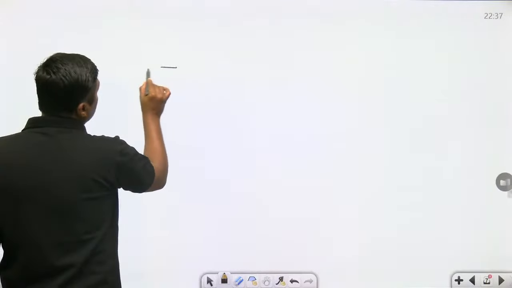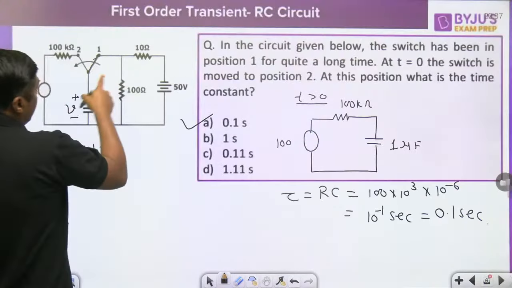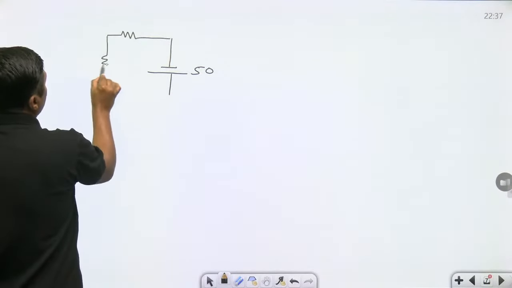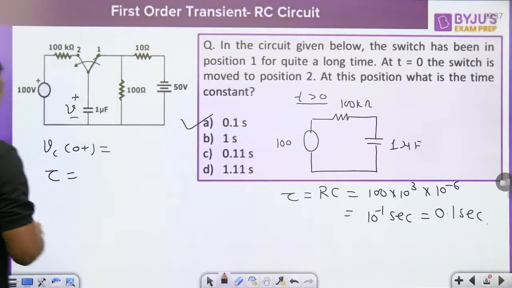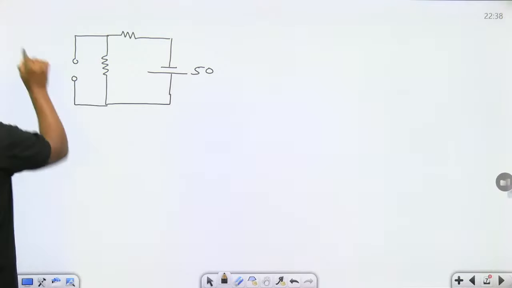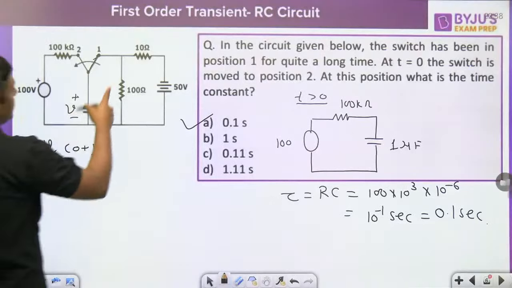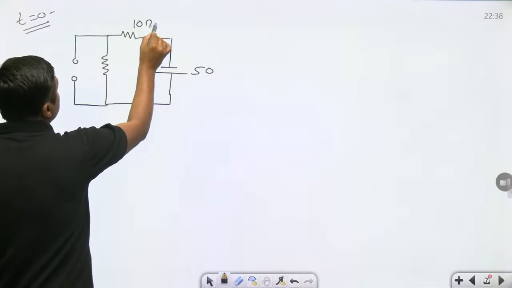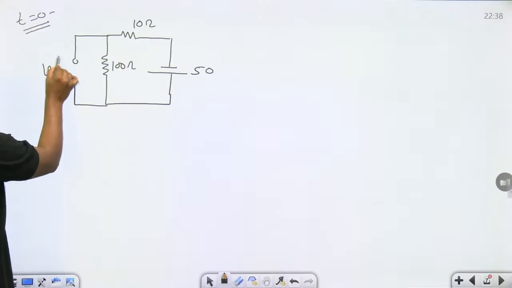50 volt. Watch the polarity. This is the negative. Then 10 ohm, and this is 100 ohm. Now this capacitor will act as an open circuit. This is the diagram exactly at 0 negative, 100 ohm and 10 ohm. Simple voltage division rule. This is the plus minus V.